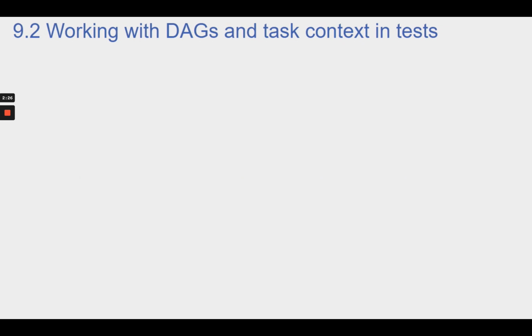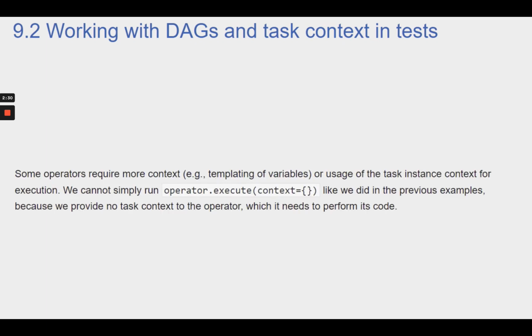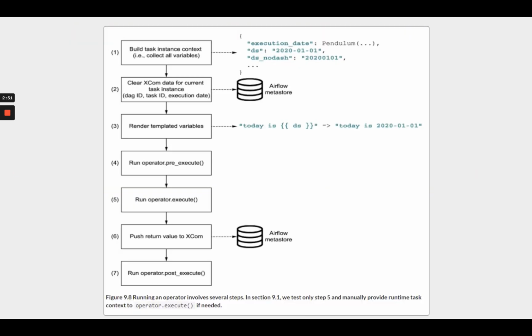Section 9.2, Working with DAGs and Task Context in Tests. Some operators require more context, for example, templating of variables, or usage of the task instance context for execution. We cannot simply run operator.execute(context={}) like we did in the previous examples because we provide no task context to the operator, which it needs to perform its code.